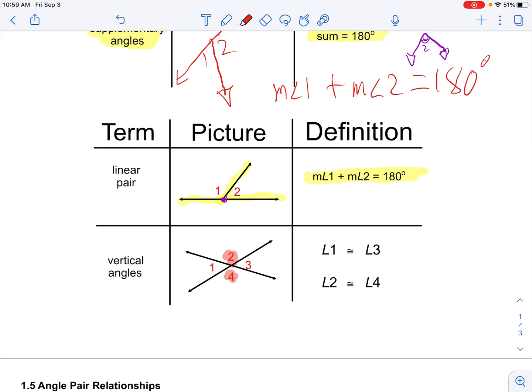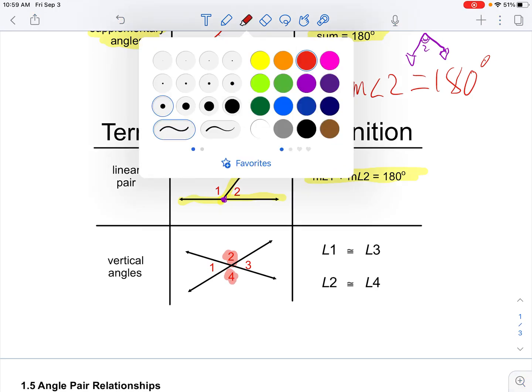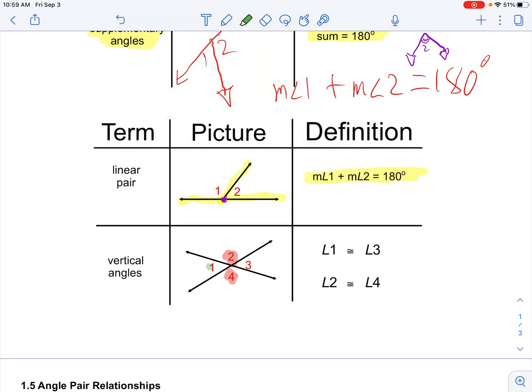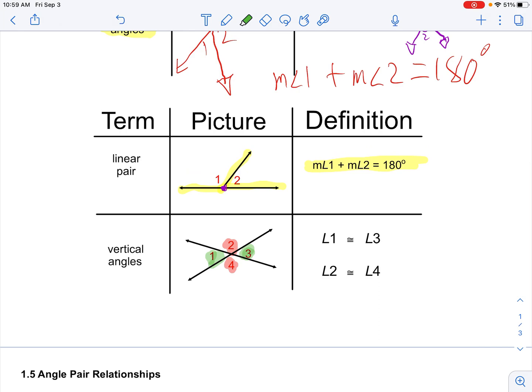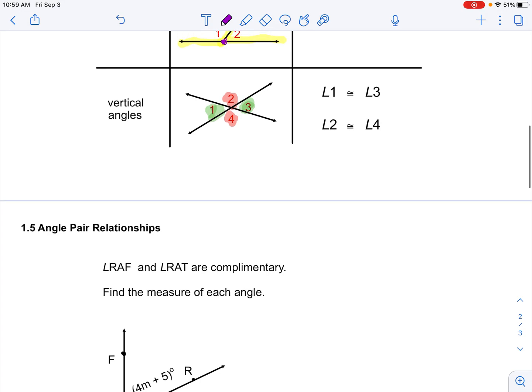Angle 2, angle 4. Which also means if angle 2 and angle 4 are congruent, angle 1 and angle 3 are also going to be congruent. Vertical angles are congruent.